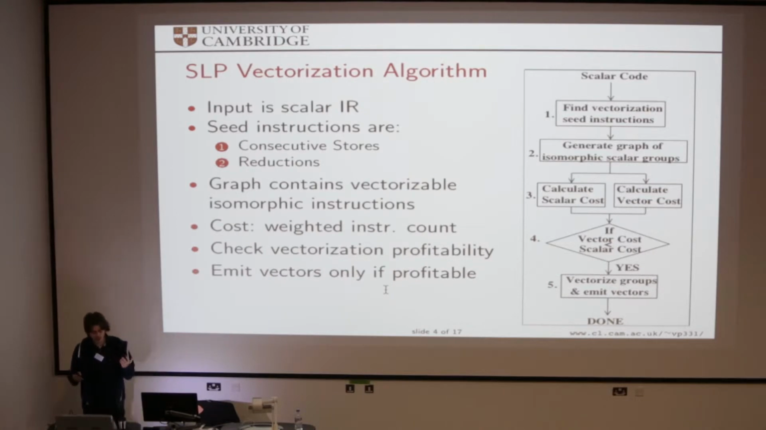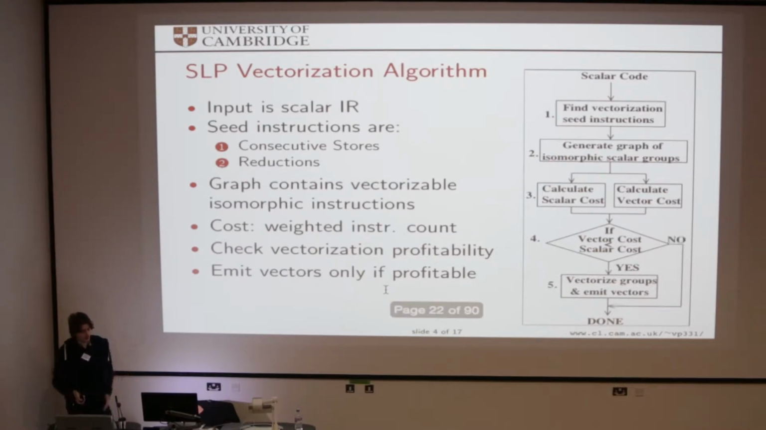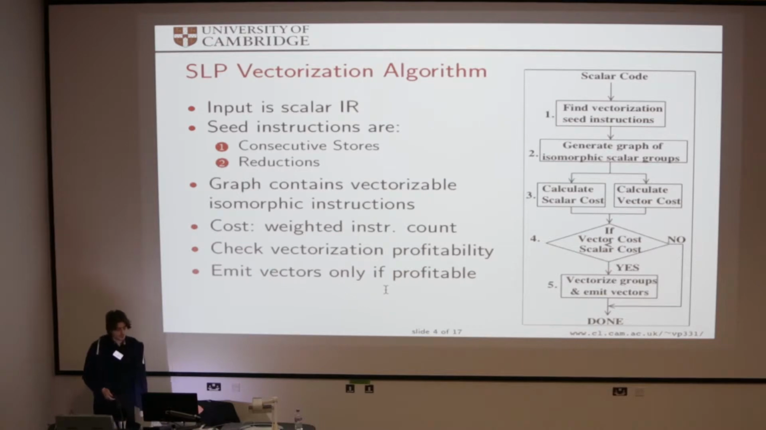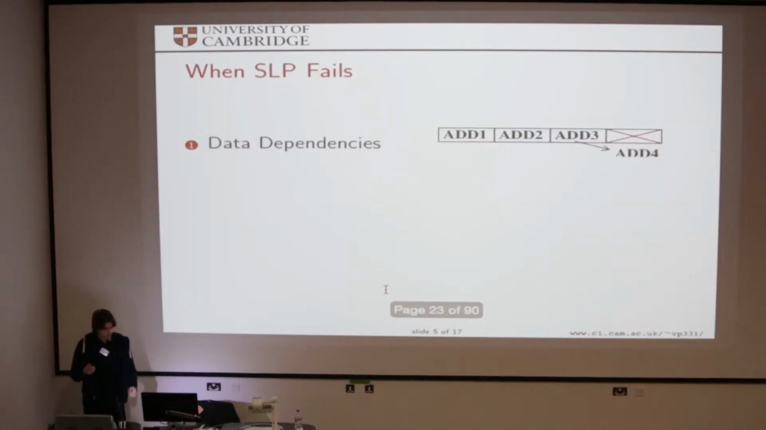So after knowing the scalar and the vector cost, we compare them, and if vectorization proves useful, then we replace the scalars with vectors. If not, we just leave the code as it is. Okay, now some examples when SLP fails. Well, of course, we have data dependencies, like you have 3 adds and another add that depends on the previous one, then there's no way that you can place add over there.